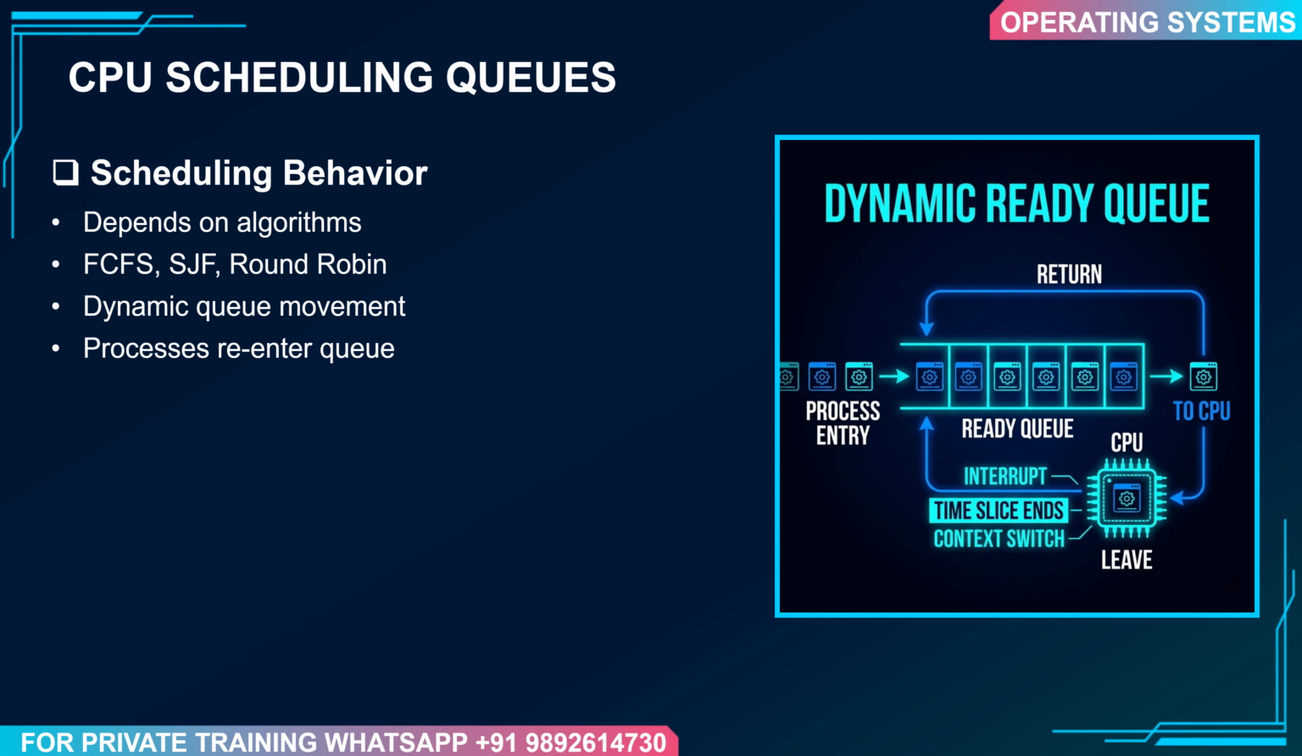For now, just understand that the ready queue is dynamic. Processes keep entering and leaving it. When a process gets the CPU, it moves out of the ready queue. If it gets interrupted or its time slice ends, it goes back into the ready queue again.